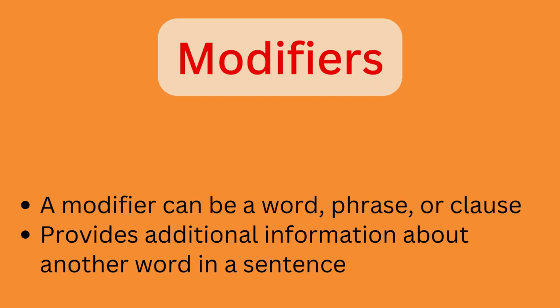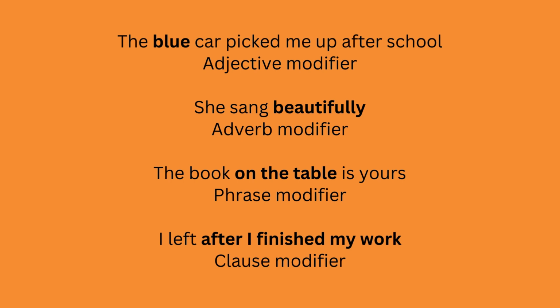When we want to become more interesting in what we say, then we start to modify our sentences. And modifiers are words, phrases, or clauses that provide additional information about another word in a sentence. The blue car picked me up after school. That is an adjective modifier, right? The adjective gives us more information about the noun. We now know that the car that picked me up after school is a blue car.